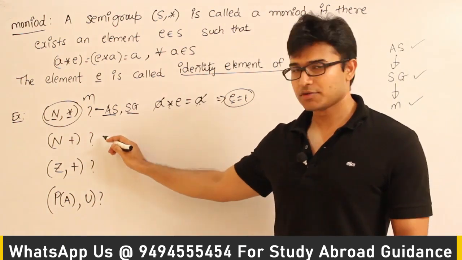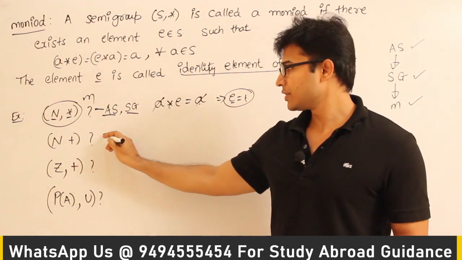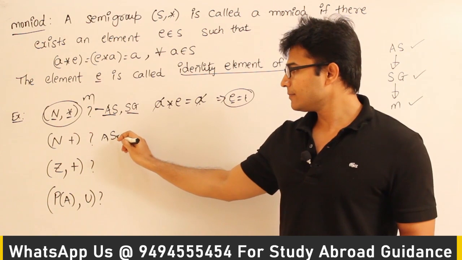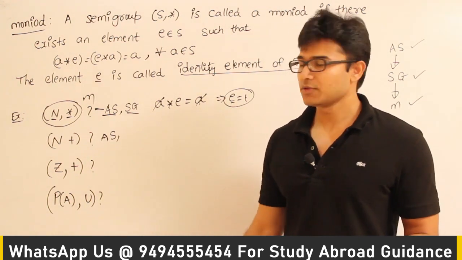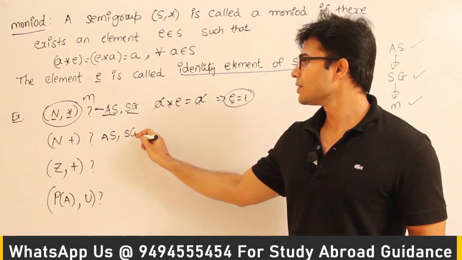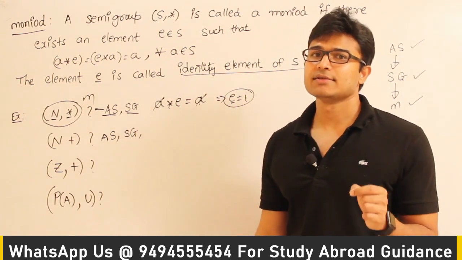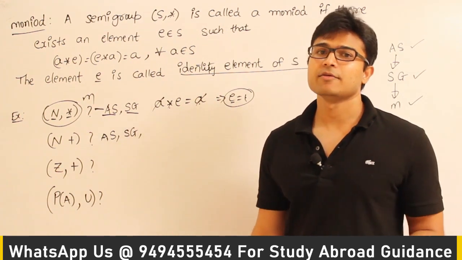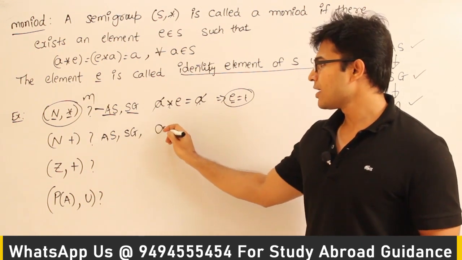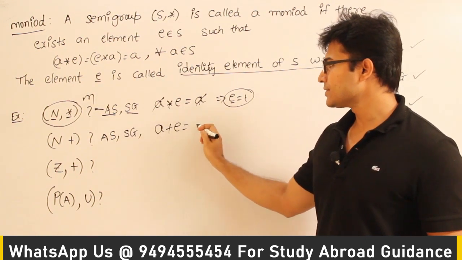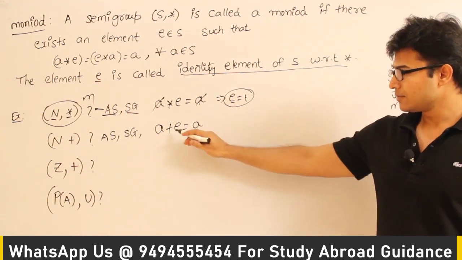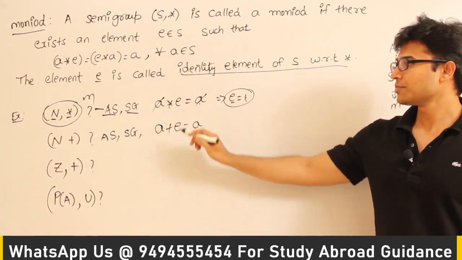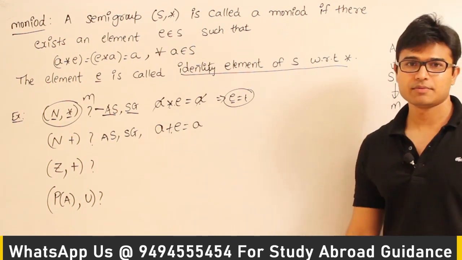What about N, the set of all natural numbers, and plus? First of all, it is closed. We know that it is an algebraic structure, and then it is associative. So we know that it is a semi-group. Now let's see whether this particular identity element exists or not. What is identity element? I should be able to find e such that e + a = a. Right? So simple. In the earlier version I substituted multiplication here, and here I am substituting plus.